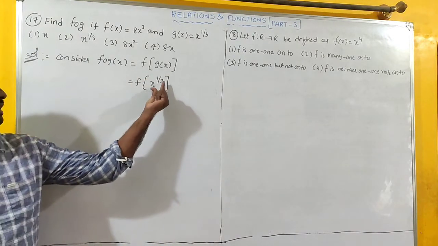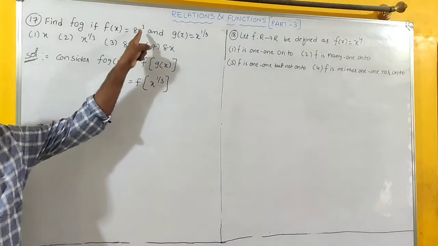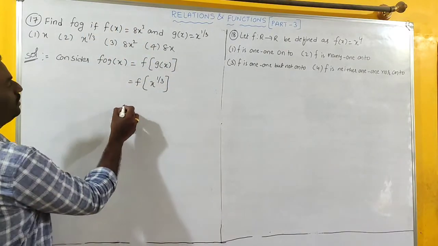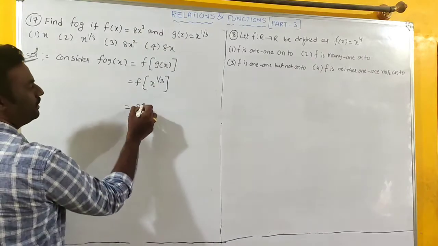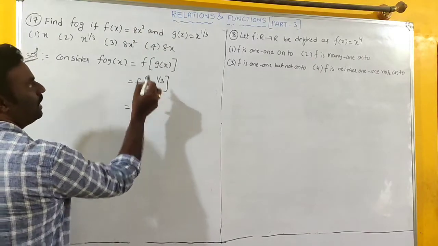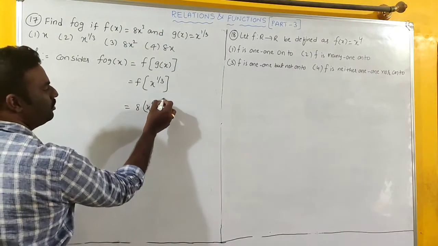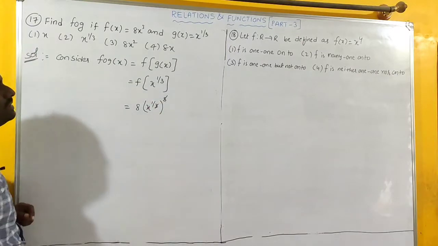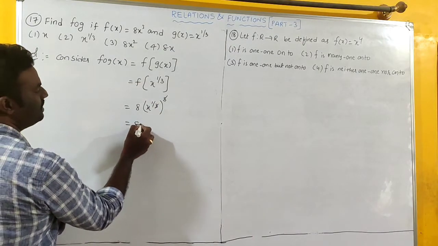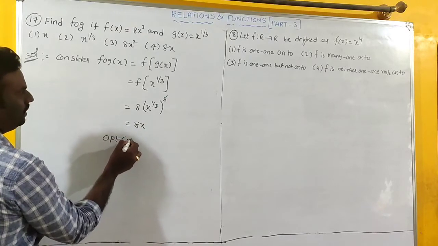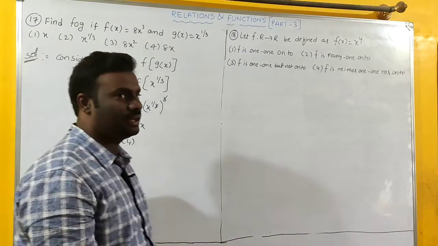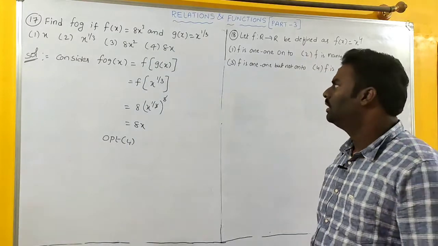Substitute this value in f in place of x, that equals 8. In place of x you take this one, x power 1 by 3, and x is having power cube. Now the cube gets cancelled. Then f circle g of x is nothing but 8x, that is nothing but option 4, the correct answer.